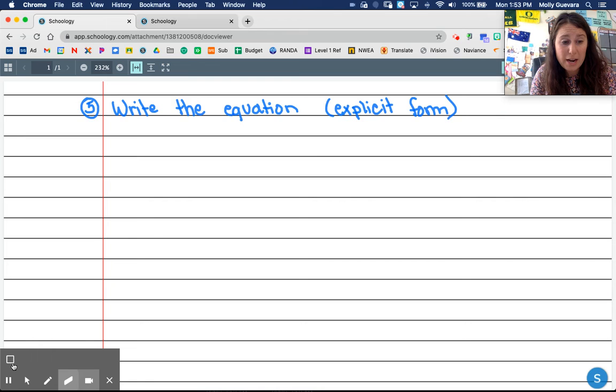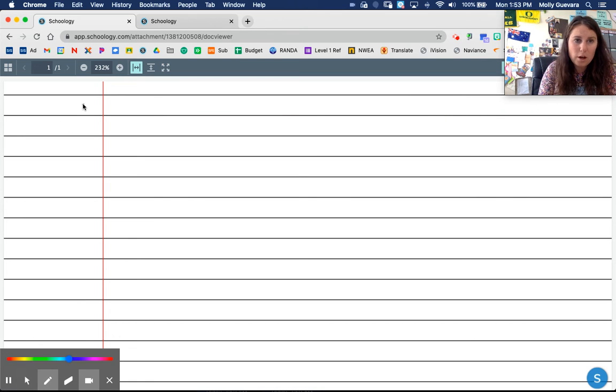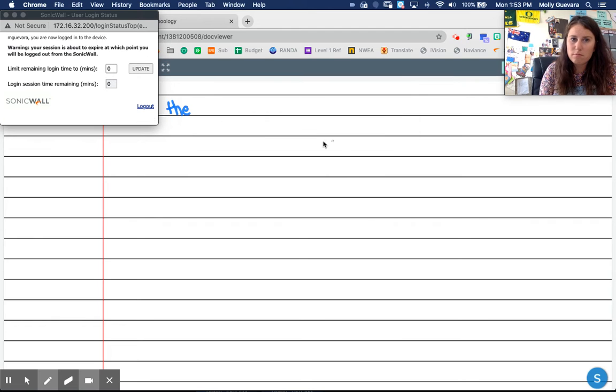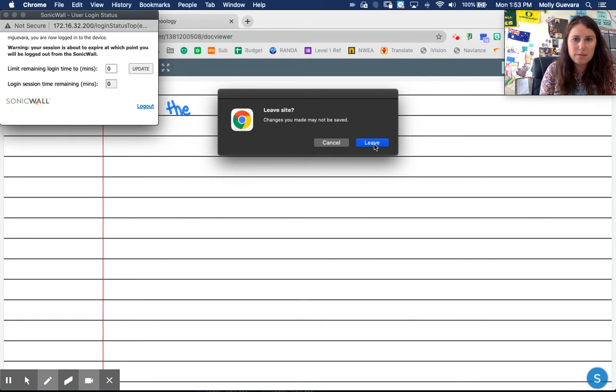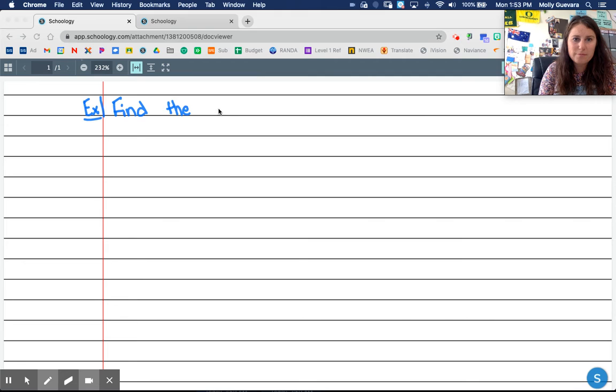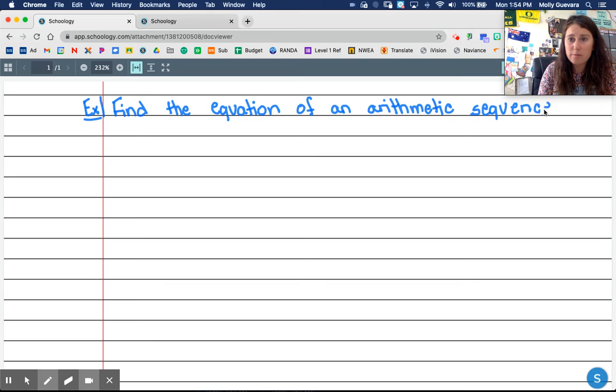So what we're going to do right now is we're going to do 2 examples, one that's arithmetic and one that is geometric. Okay, so first one says find the equation of an arithmetic sequence. So this tells me what type of sequence it is, so that's good, right? So then I know what equation to use.